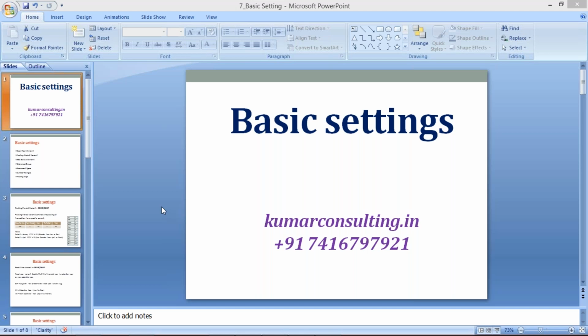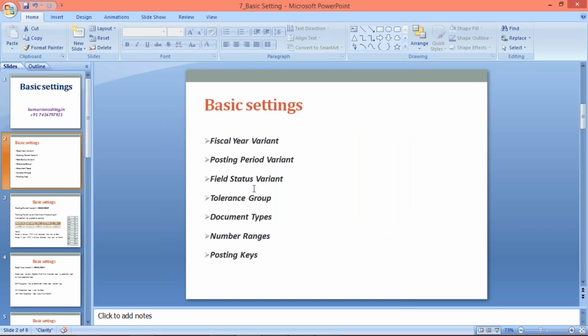Then we have posting period also. Posting period means what? So look at here. There are several things which will come under basic settings. We'll explain one by one. So here, fiscal year variant, posting period variant. Generally I was supposed to explain fiscal year variant, but I will explain posting period variant first and then we'll explain fiscal year. Okay, because this is how your understanding will be better.